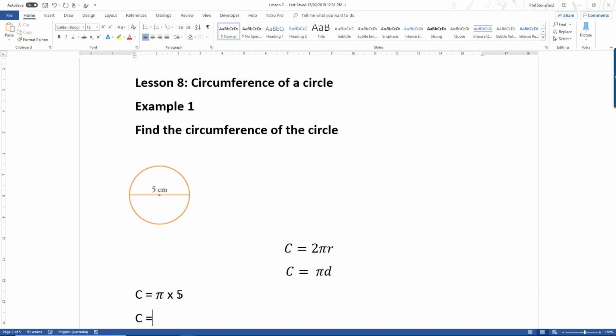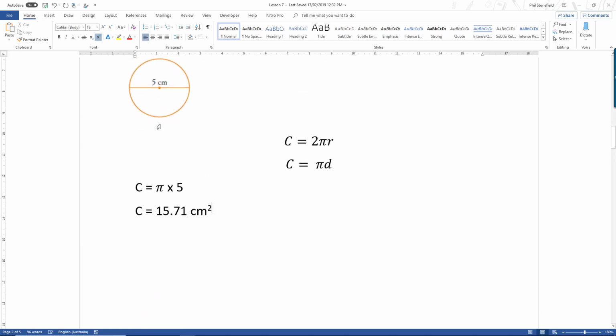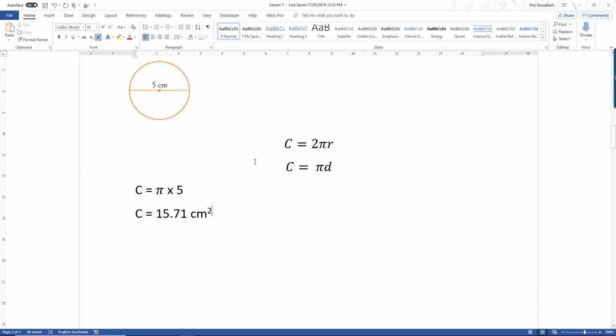Now in this case, C is going to equal 15.71 centimeters. Okay, so that's how we work out the first one, simply by using this formula.